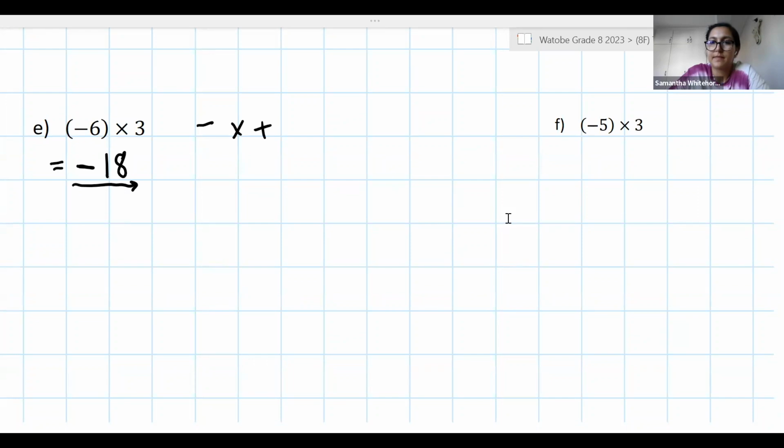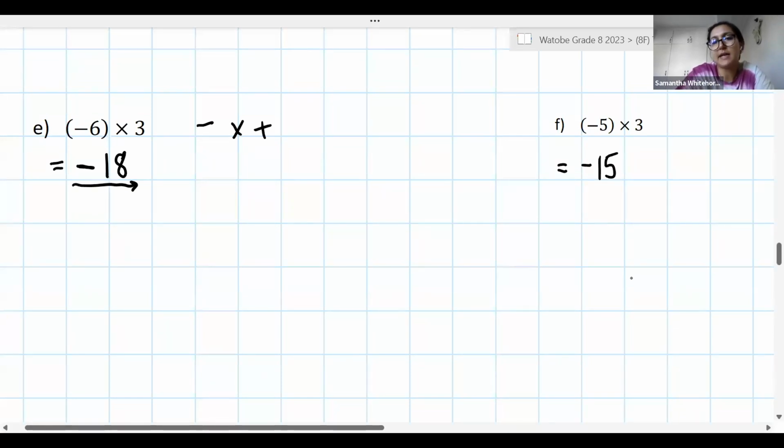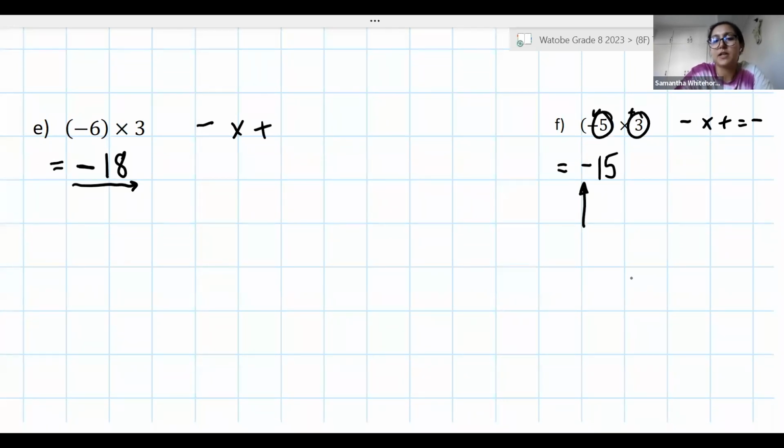The answer for number F is negative 15. Perfect. So guys, again, we've got a negative times a positive. So negative times a positive is a negative. So we know our answer must be negative. And then when we times the numbers, 5 times 3 gives us 15. So our answer there, negative 15.